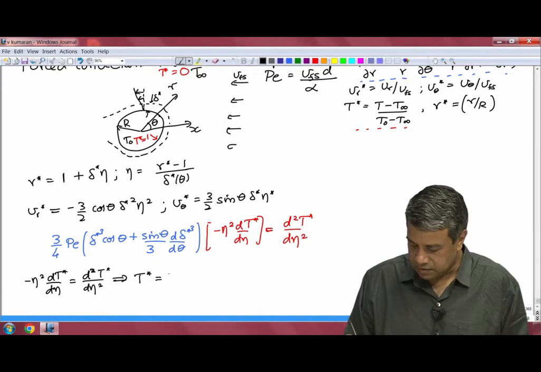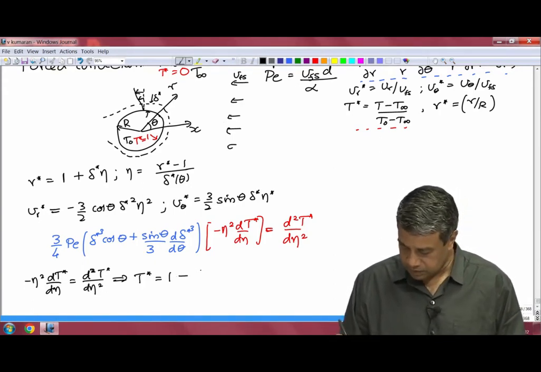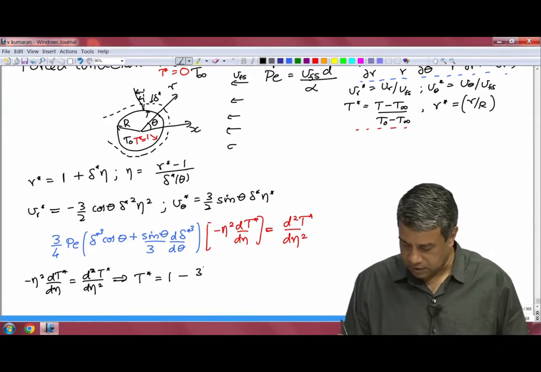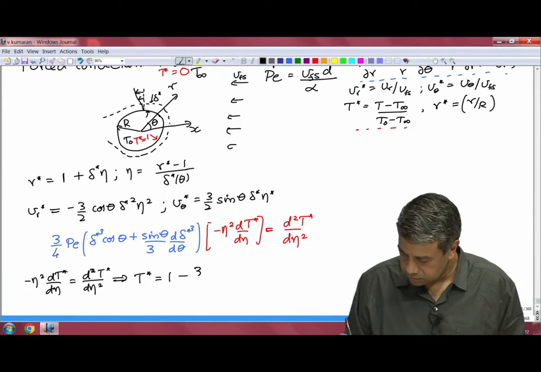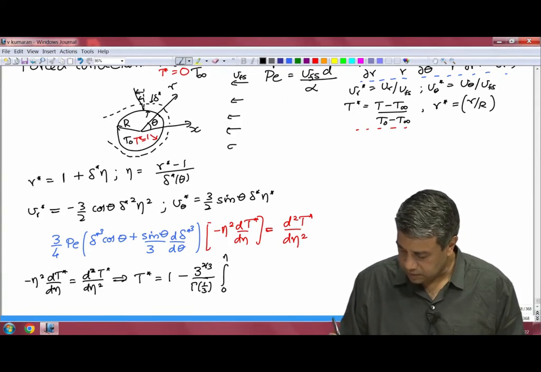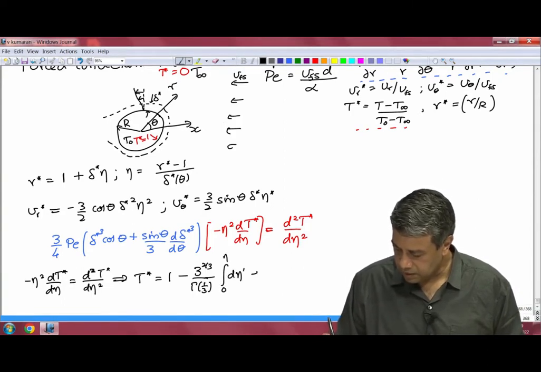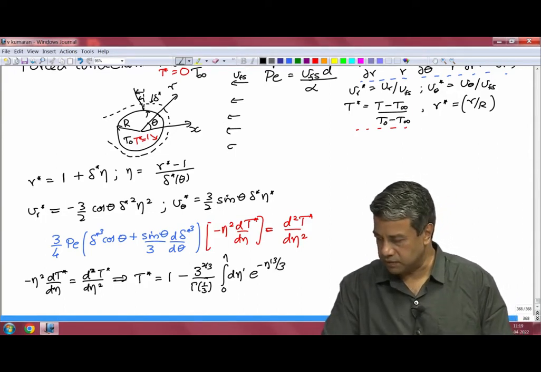If you recall, this was 1 minus 3 power 2 by 3 by gamma of 1 by 3 integral 0 to eta of eta prime e power minus eta prime cubed by 3. That was the solution for the temperature profile.